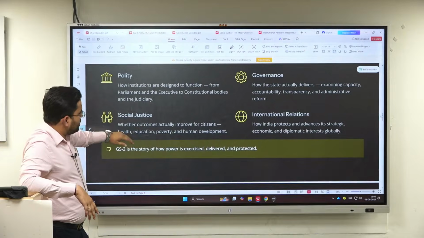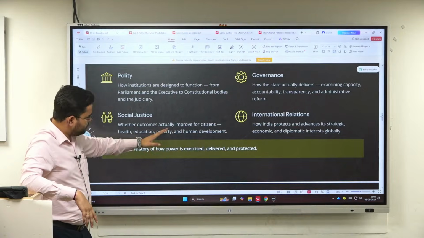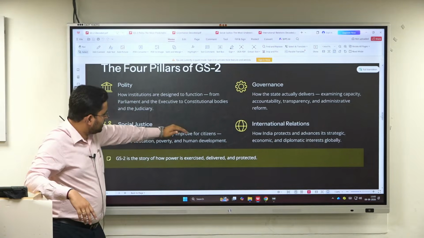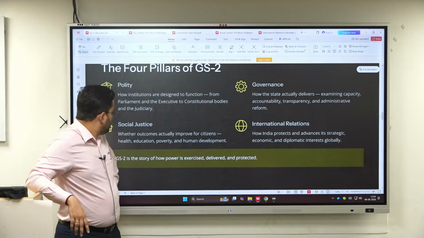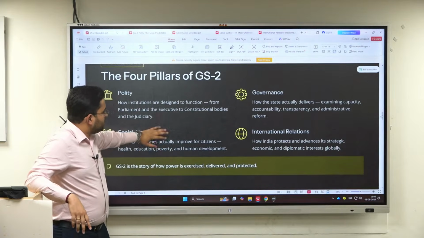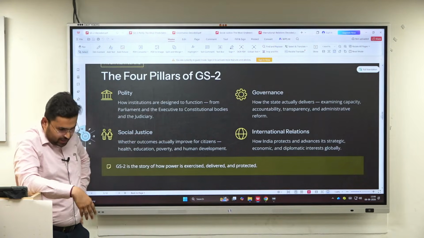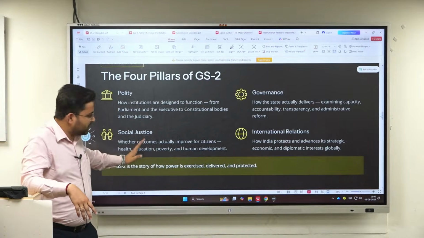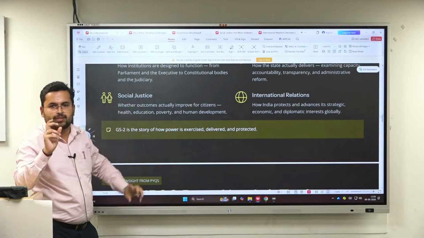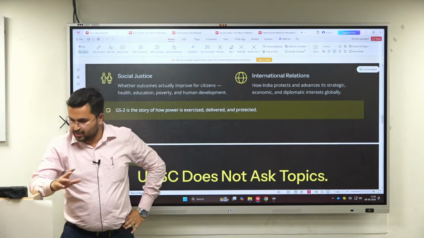Then social justice: whether outcomes actually improve for citizens. Usually it covers health, education, poverty, and human development. So here, it's about whether outcomes actually improve for citizens, not just about cramming up all the various machineries. Similarly, international relations is about strategic interests and not just about US trade deficits, etc. Not about numbers, just about analysis.